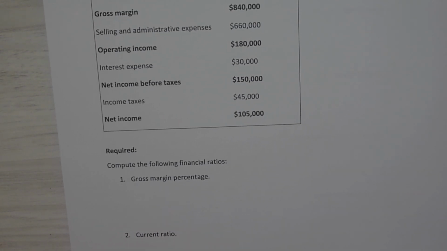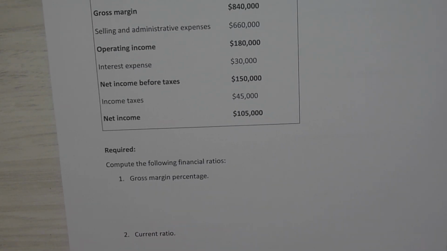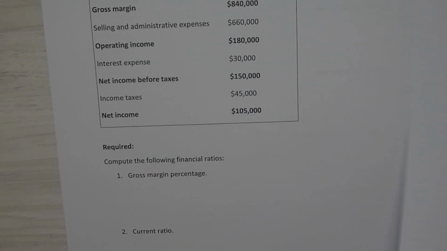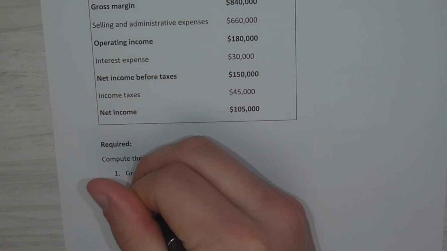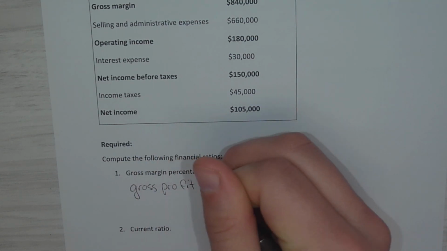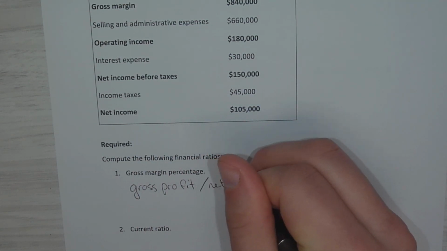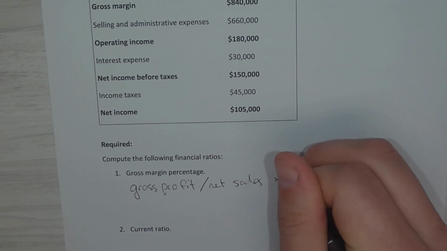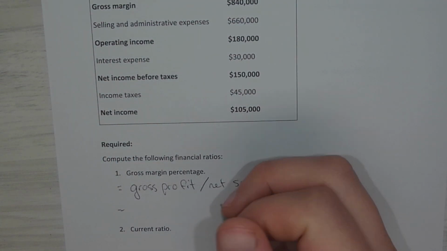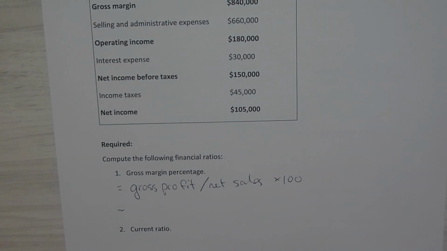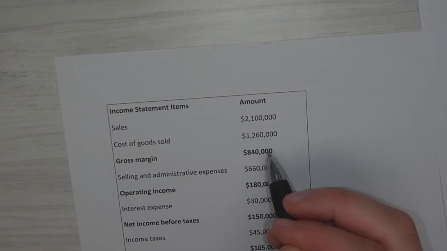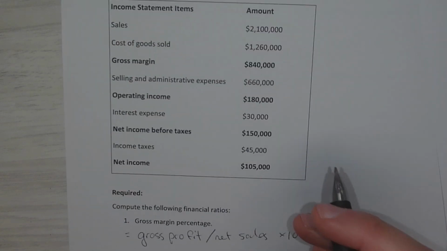First thing we want to do is compute the gross margin percentage. I've got that formula right here. It's gross profit divided by net sales times 100. So we have our gross profit being right here, our gross margin. That's our sales, that's our cost of goods sold.